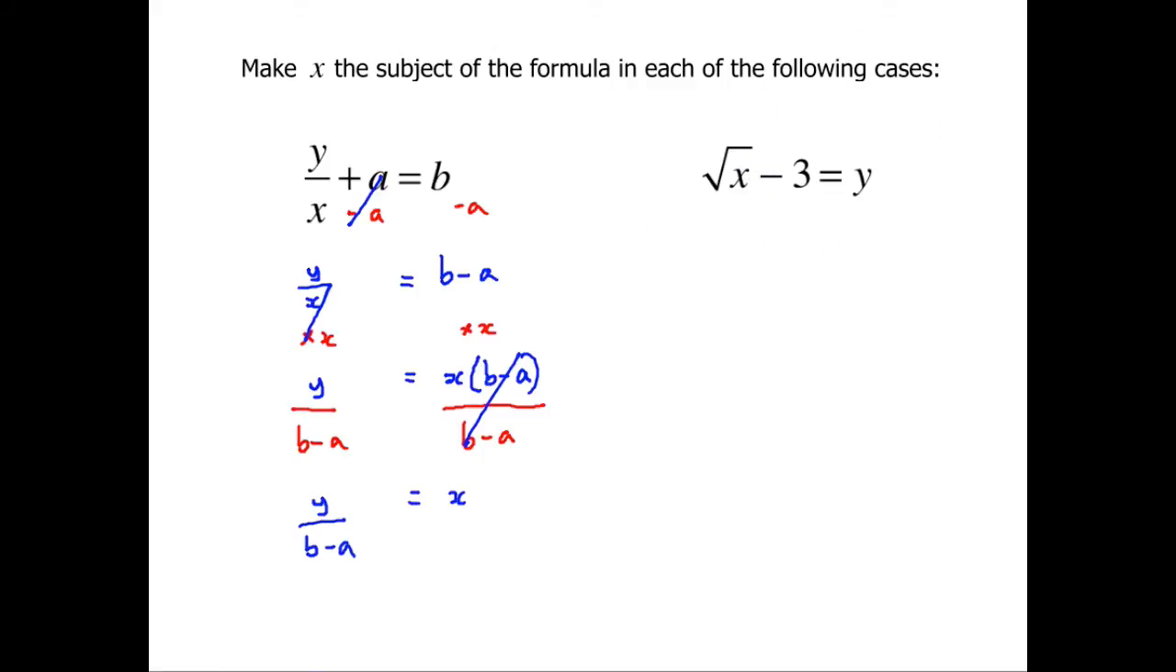Before we square anything, we need to be adding that 3 to the other side, make our life nice and easy. So that will just leave us with root x equals y plus 3. And now if we square both sides, that will leave us with x equals y plus 3 all squared.